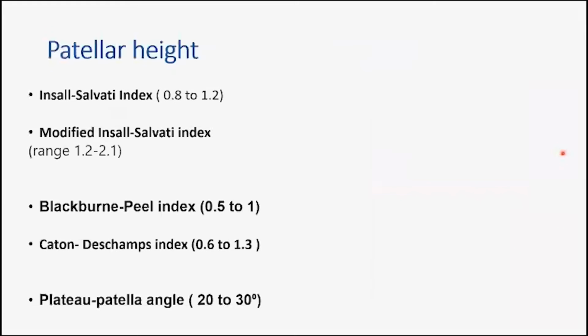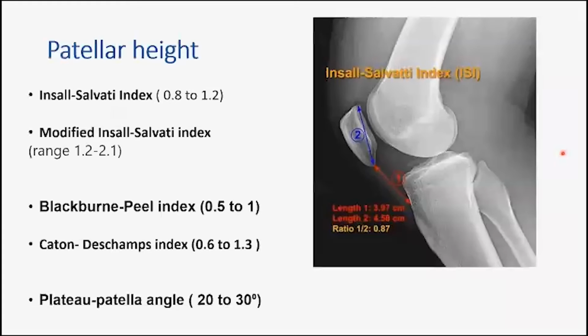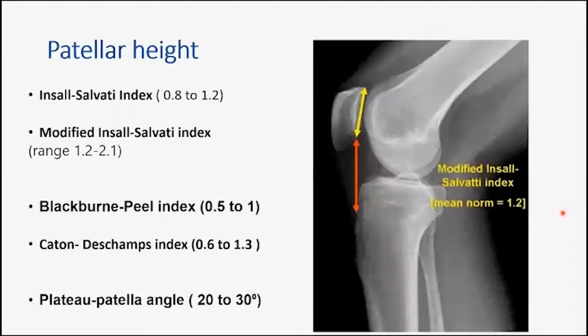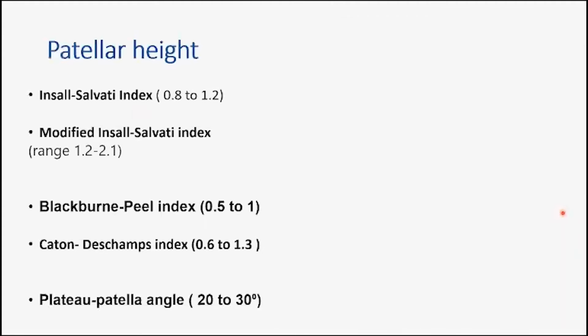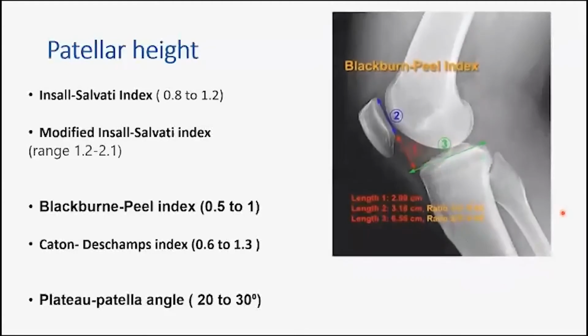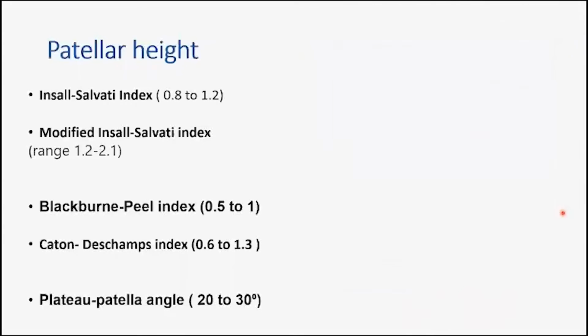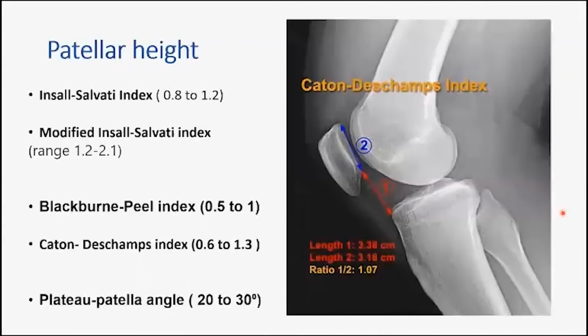Patellar height can be assessed using a lateral radiograph, using the Insall-Salvati index and the modified one, the Blackburne-Peel index, and the Caton-Deschamps index, and it is very important and very reliable.